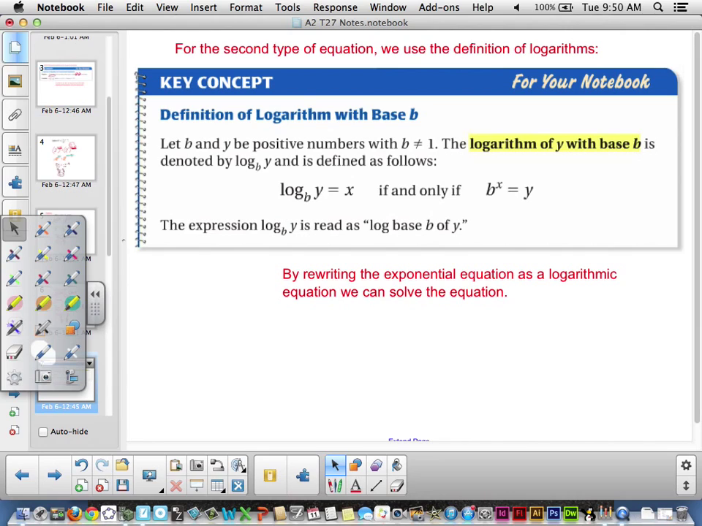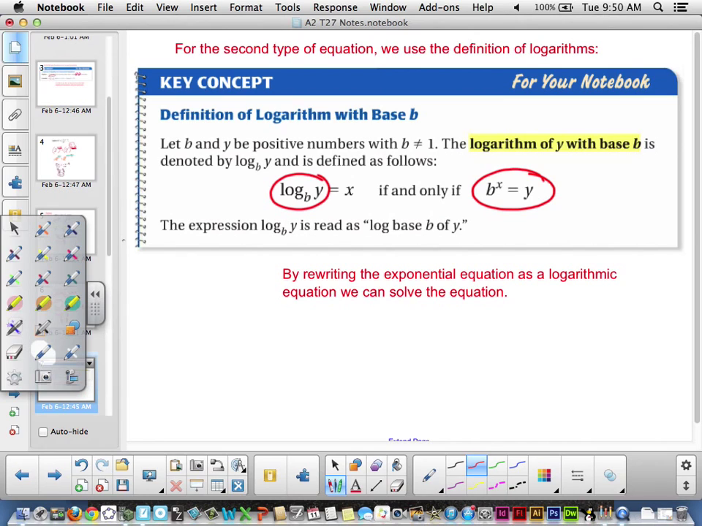Now let's talk about logarithms. Remember, a logarithm is the opposite of the exponent. So saying b to the x equals y, that's the same thing as saying log of y with the base b equals x. So if we have an expression where an exponent equals a number, we can convert it to a log and solve it that way.